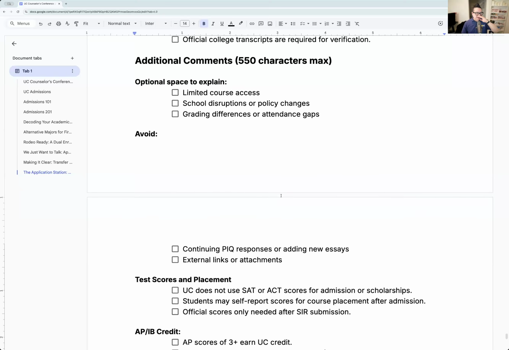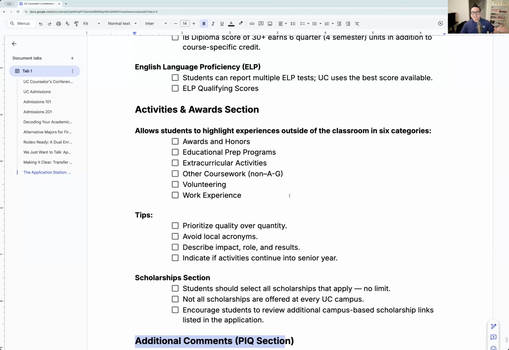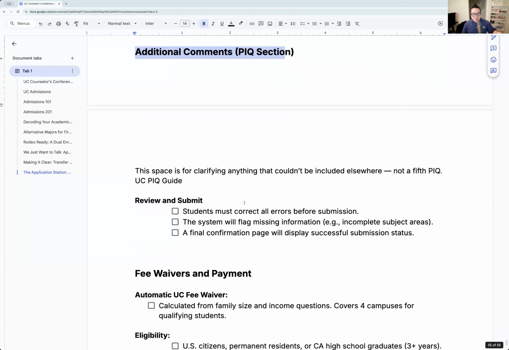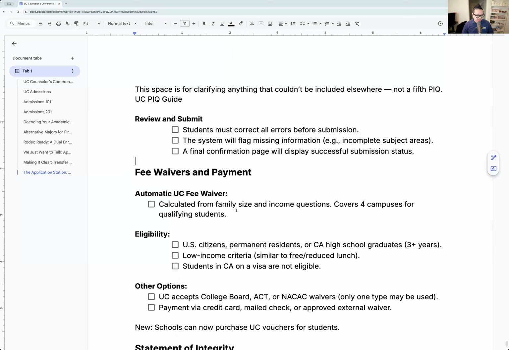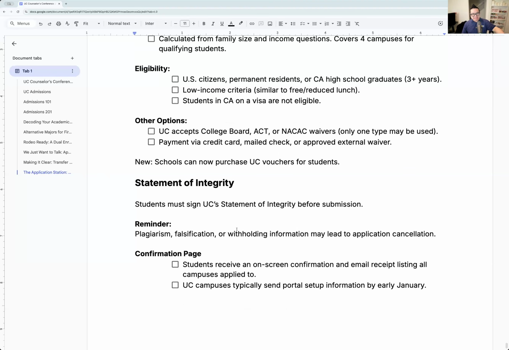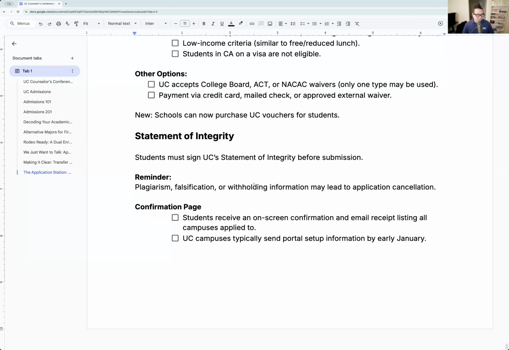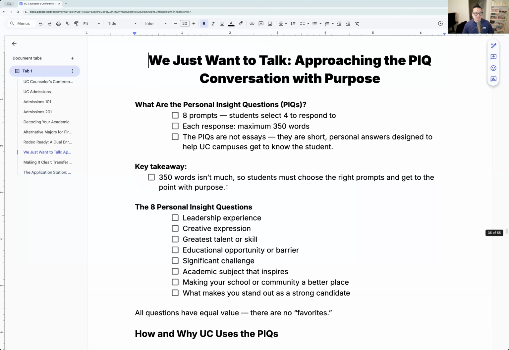Maybe do it the PIQs, but there's an essay section where you share 4 of the 8 essays. You put it over here, and there's additional comments. Anything else that you want to share is in here as well, right? Then you sign the agreement saying that you didn't lie, you didn't use AI, all that fun stuff as well. Okay, so that's that final section.